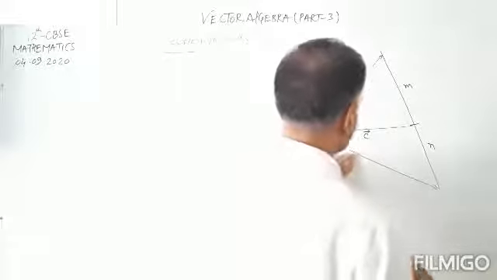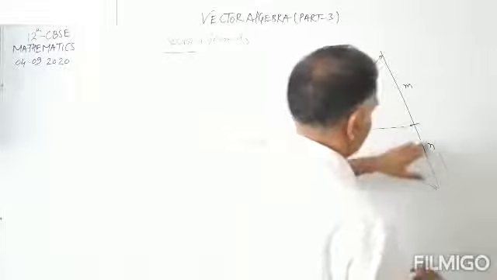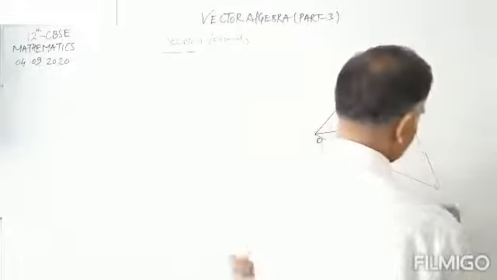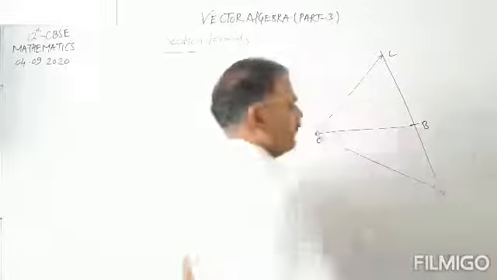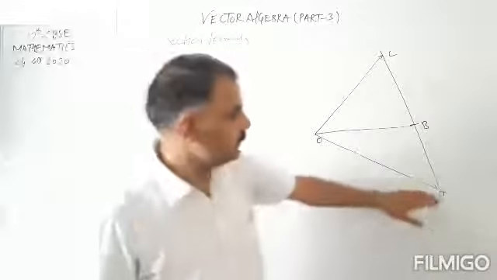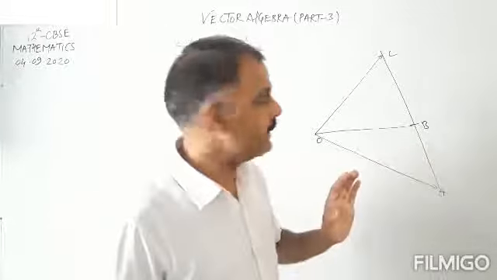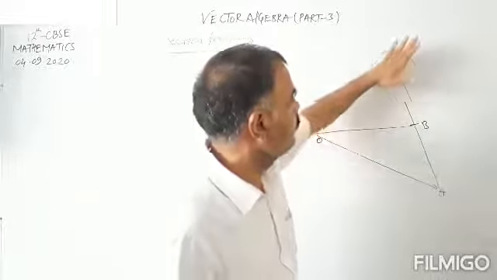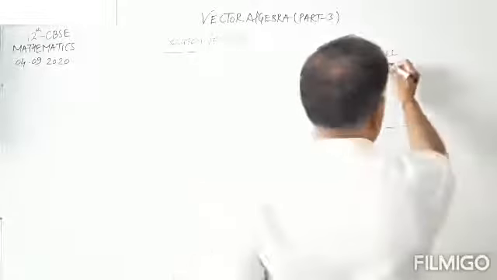This is A, this is B, and this is C. Okay, this point is A, this point is B. AB is the line segment, and this point C is externally dividing the line segment AB.